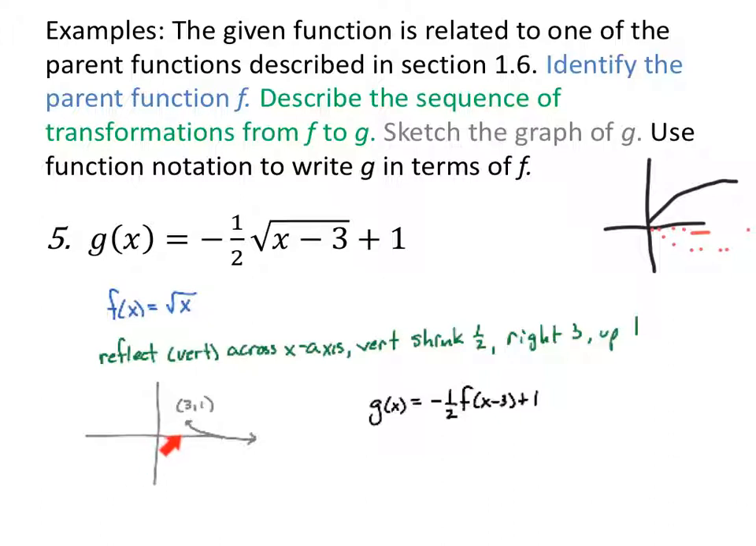My graph starts at (3, 1), and it's going to be the bottom half of a parabola now because of the reflection. It's a little bit narrower than the standard square root function. Also, in function notation, we just replace the square root with the f of x. Don't overthink this step when it comes to the homework.